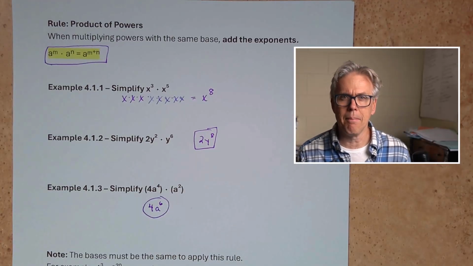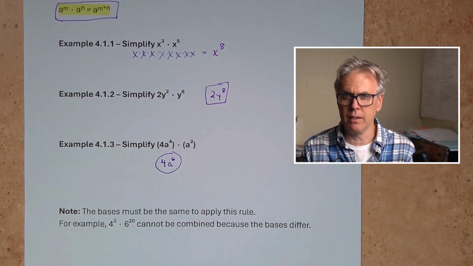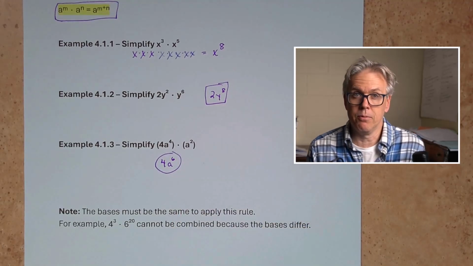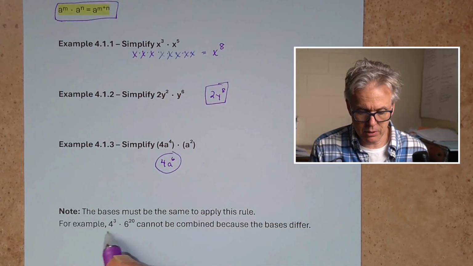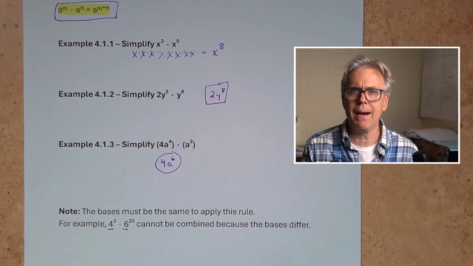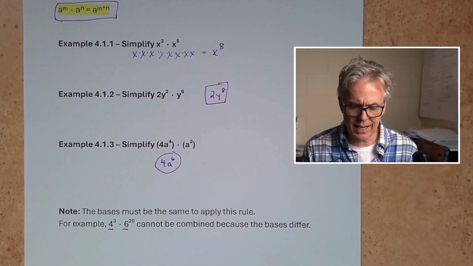So the bases must be the same before we can use that property. If that had been a b squared, I wouldn't be able to do anything. It would just be 4a to the 4th b squared. Similar here, 4 cubed times 6 to the 20th. I can't combine those in the normal way, right? I cannot use this property.